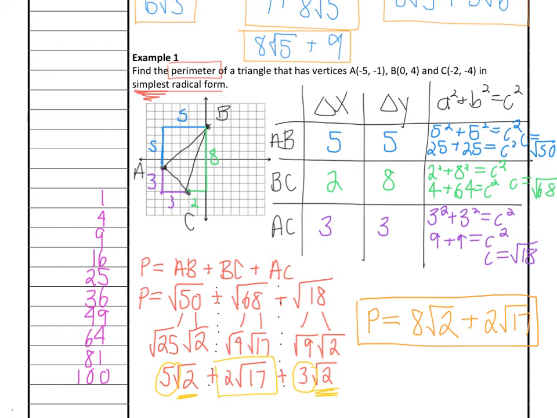So yes, it took us a few minutes here, but the process is not necessarily a hard process, it's just a long process. We had to do Pythagorean theorem 3 times, we had to simplify each of the radicals, and then we did have to combine to get our final answer.